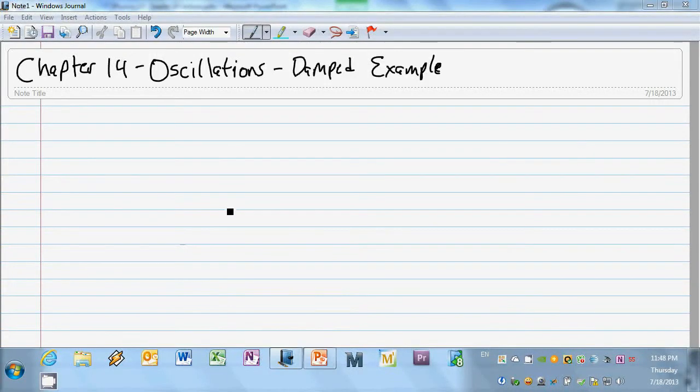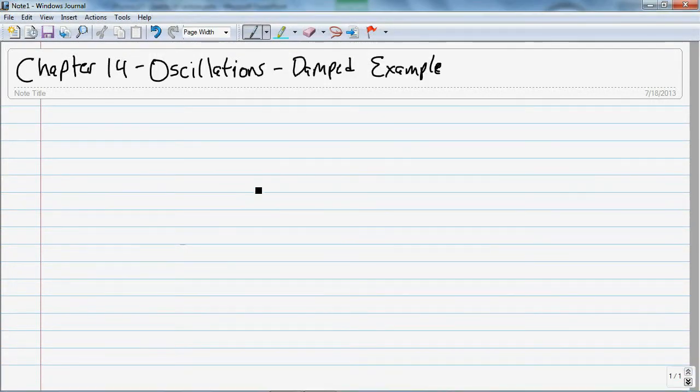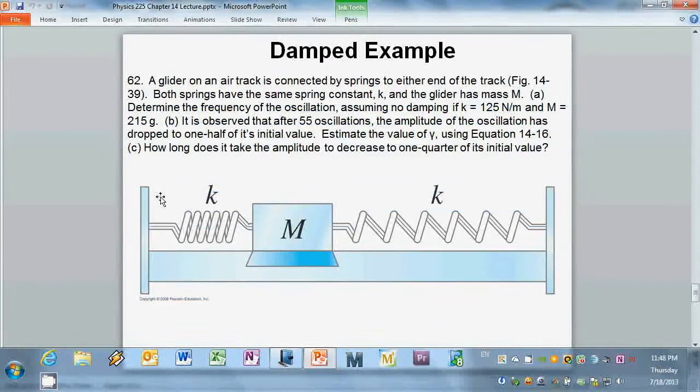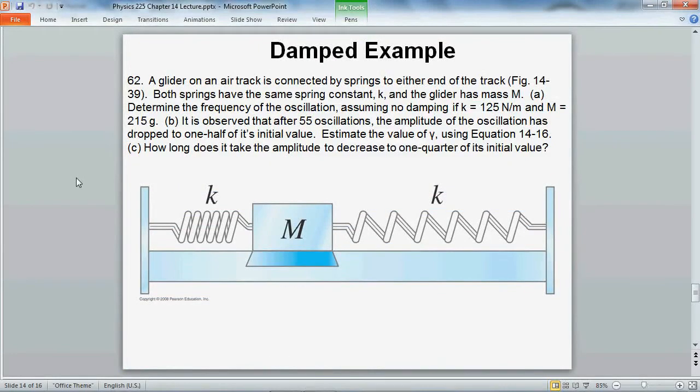Let's take a look at a problem dealing with a damped system. Our problem is going to be this, from this picture. A glider on an air track is connected by springs to either end of the track. Both springs have the same constant K, and this glider has mass m. We want to determine the frequency of the oscillation assuming no damping.